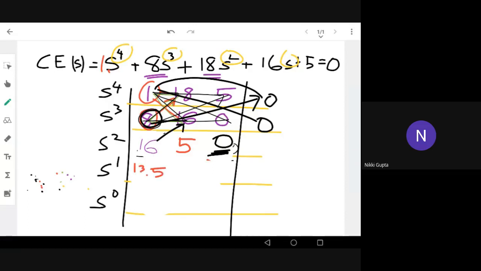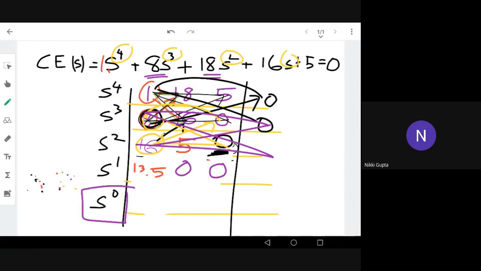Now again the process continues. Next is 16 into 0 minus 8 into 0 divided by 16, that is nothing but 0. Again this element is going to be 0 only. Now you need to find the last element. You don't need to find it, because for s0 we should take the a0. That means 5 has to come here, and the rest of the elements are again 0, 0.